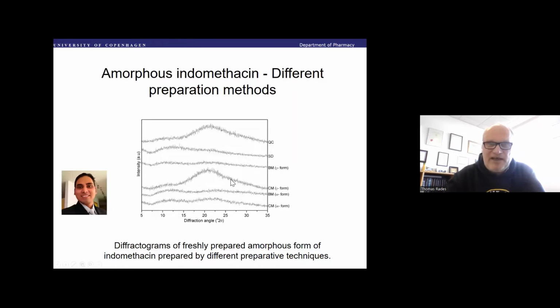So here we have indomethacin, and this is some work of Pranav, and I get a bit more modern in a minute. But here we can see that quench-cooled alpha, ball-milled alpha, cryo-milled gamma, ball-milled gamma, spray-dried and quench-cooled, they all are amorphous, but you already see that all the halos look different. And with different halos, that means we must have some differences. The halo isn't nothing. It is telling us something, and we come back to that towards the end of the lecture. But for now, suffice to say that different halos mean that something is different with the amorphous material.